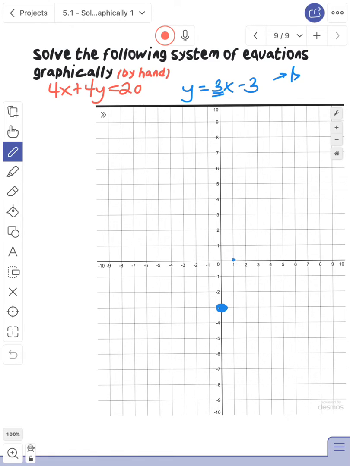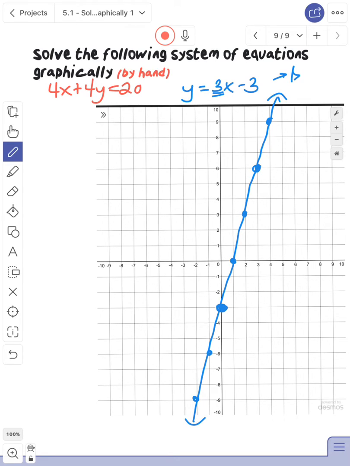So I'm going to go up 3 over 1, up 3 over 1, up 3 over 1. I'm going to keep doing that until I run out of space, but I'm going to do it the other way too. I'm going to go down 3 and to the left 1. So I filled up the graph with as many points as I possibly can.